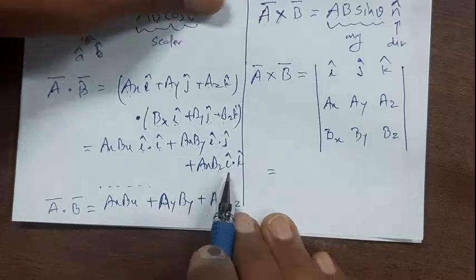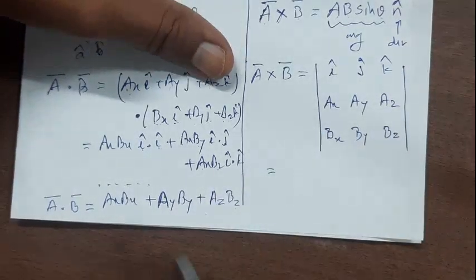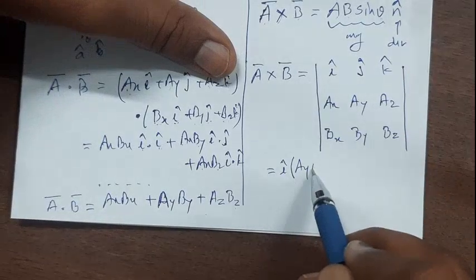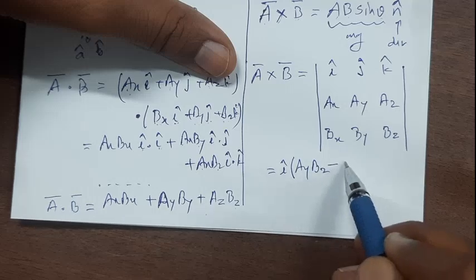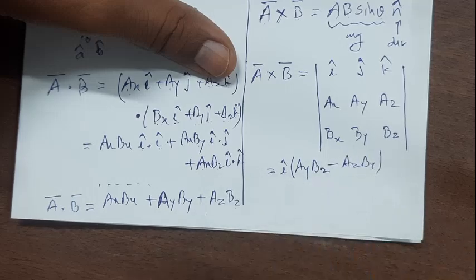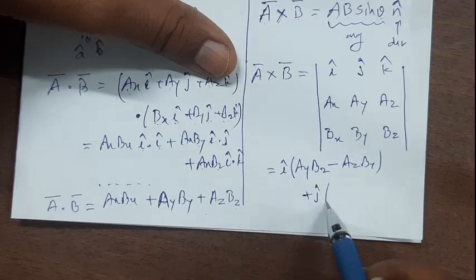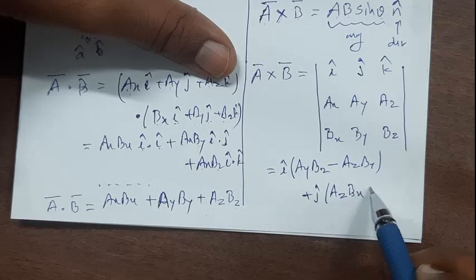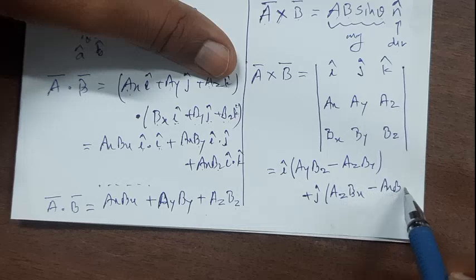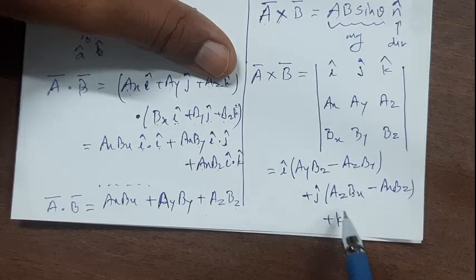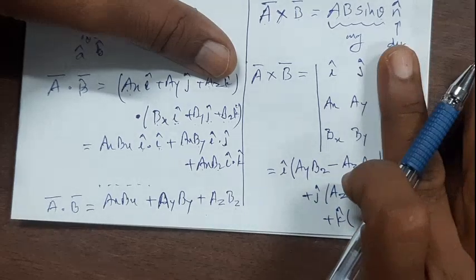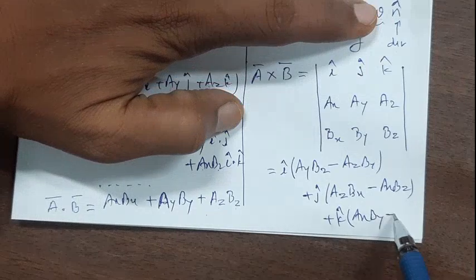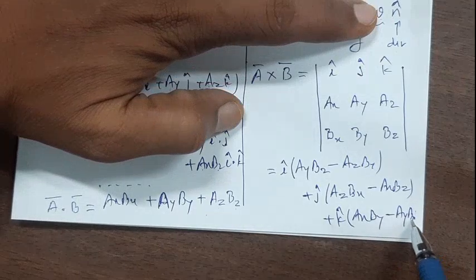Now we have a practice to solve this determinant. I will have to keep I cap as it is, and then I will write AY BZ minus AZ BY, correct? Plus I will write J cap into bracket, AZ BX minus AX BZ, plus I will write K cap. I will have to hide this and take a product. Therefore it is AX BY minus AY BX.